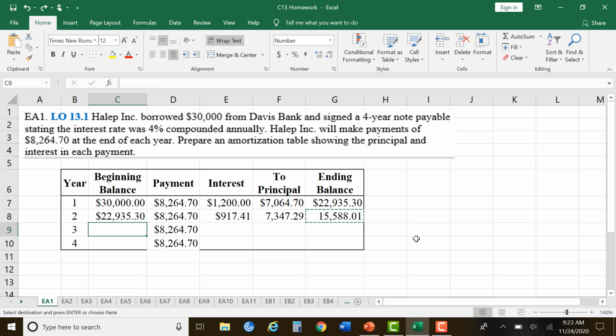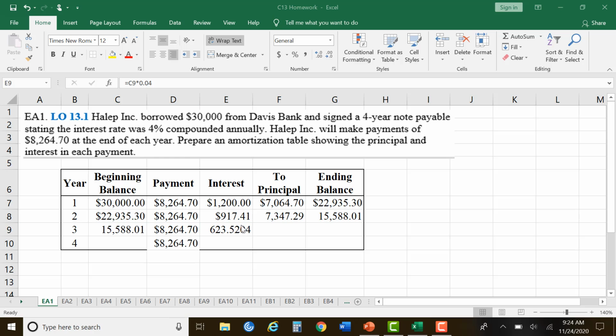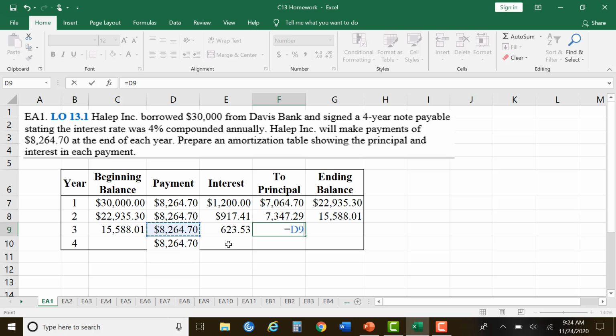So there we go. So 15,588.01. Interest is going to be 4%, and that's going to round. You need to round that to just a full dollar, so $623.52. So type that in, $623.52. What goes to principal is payment minus what went to interest.